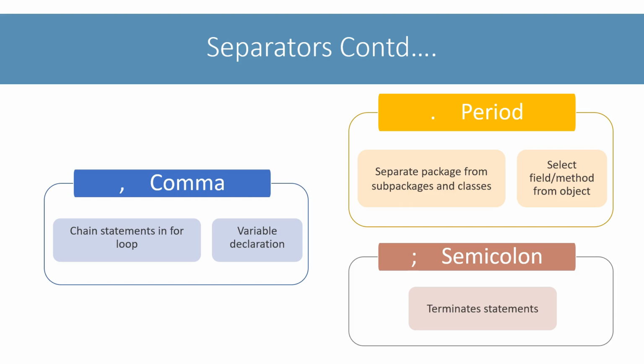Next is comma. It is used to chain statements together inside a for loop. It also separates successive identifiers in variable declarations. Period is used to separate package names from sub-packages and classes. It is also used to select a field or method from an object. Semicolon is the most commonly used separator in Java. It is used to terminate statements. As you have seen in the programs so far, the Java compiler mandates that statements end with a semicolon.